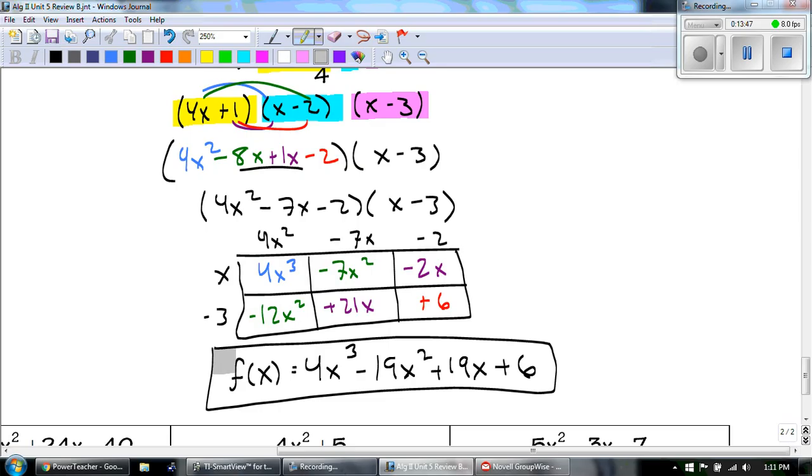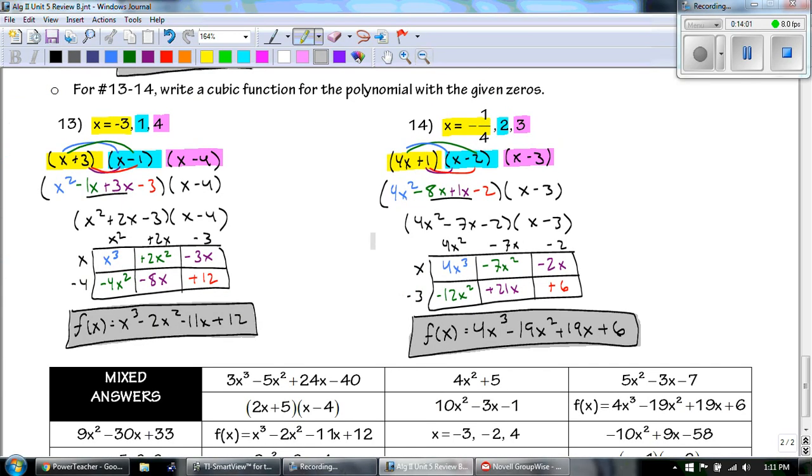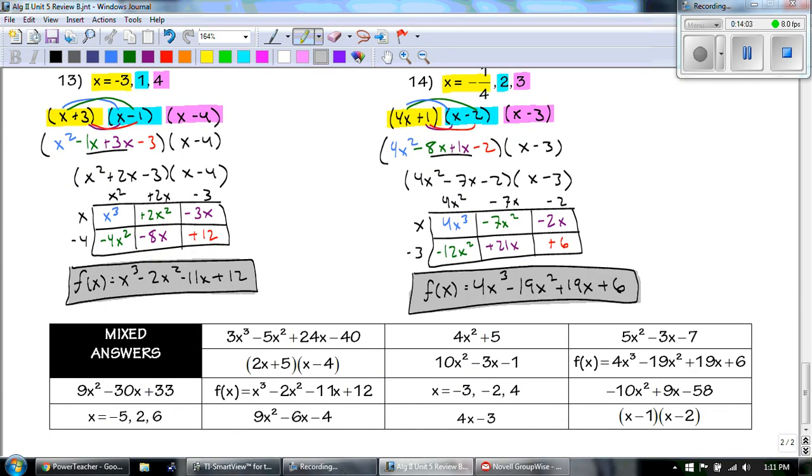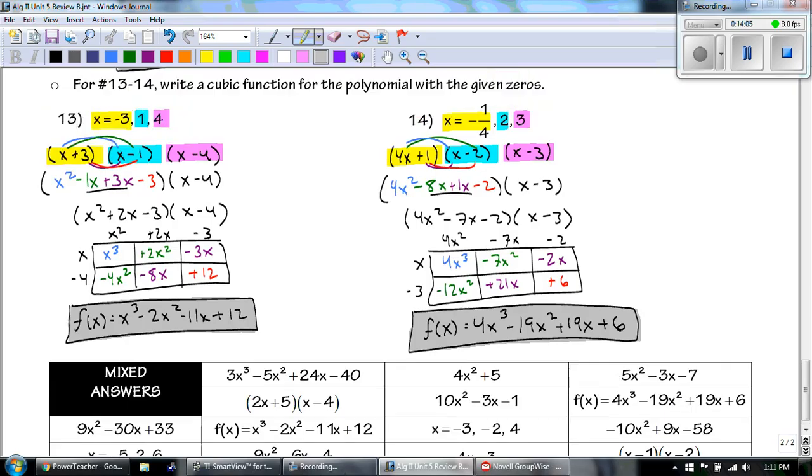And that is our final answer. Okay, now if you look on the bottom, oh man, there are mixed answers? Hope I got them all right. I'm pretty sure I did.